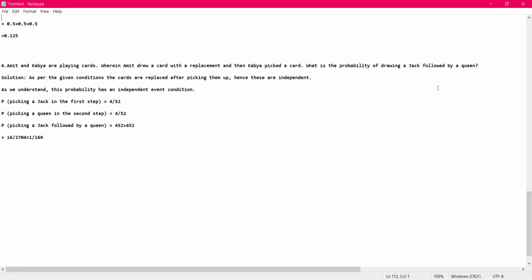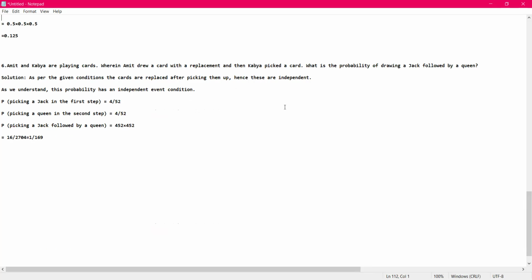It means both are independent of each other, because jack is in one set and queen is in another set. So there is no relation and no dependence between these two events. These two will not affect each other. That's why these are two independent events. As per the question, there are two events. What is the first event? The probability of picking a jack in the first step.